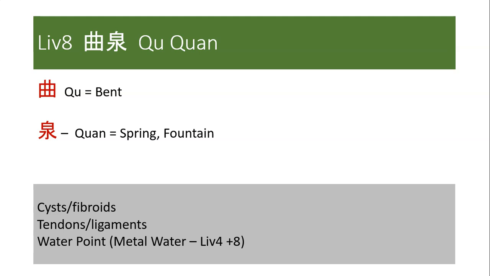Gallbladder 34 is a point that I consider to be a point for torque, and ligaments get torqued. But I don't consider gallbladder 34 to be nourishing the tendons. So there's somewhat of a difference here.